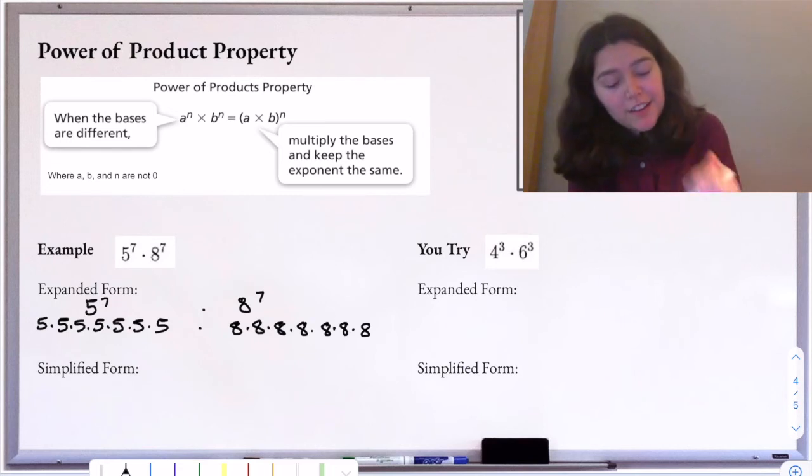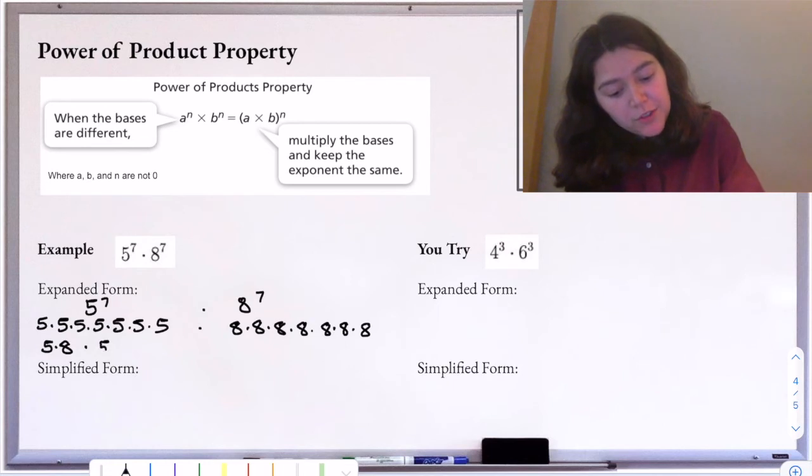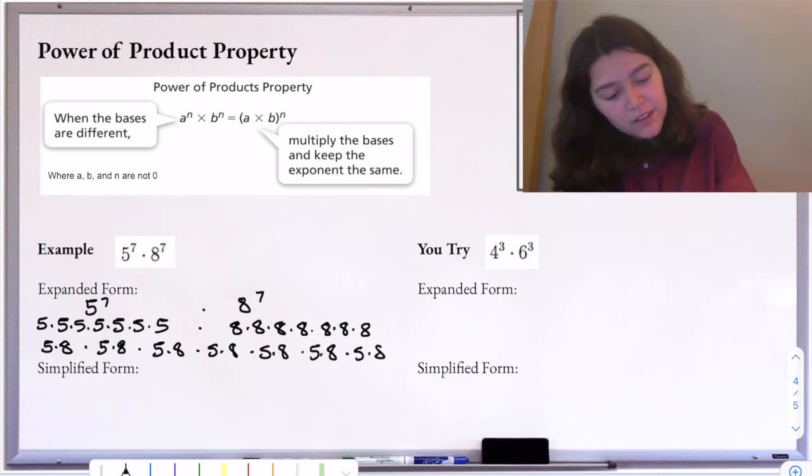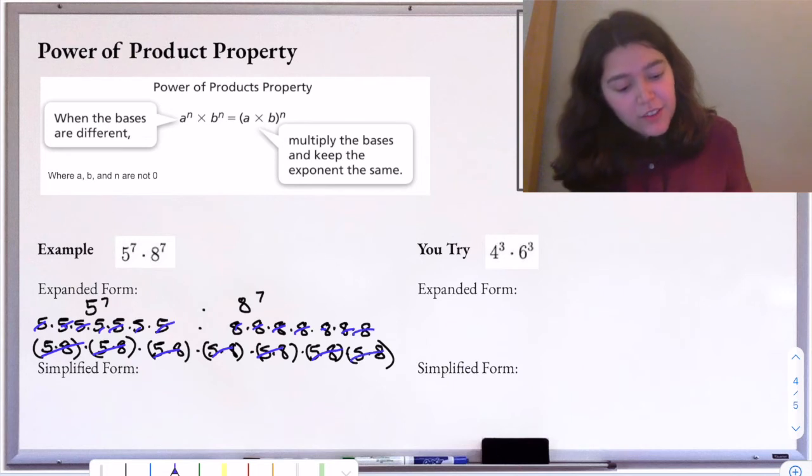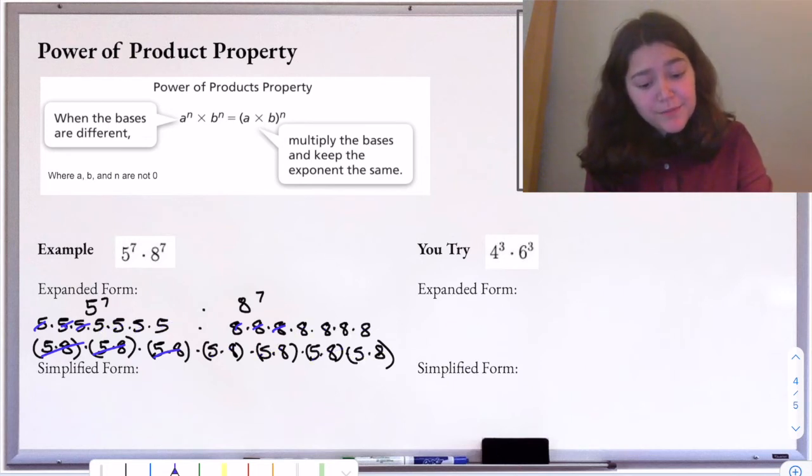So I'm gonna put the 5 times 8 together, and use the associative property with grouping 5 times 8, 5 times 8, and so on. So just so you can see clearly what I did here, I had 5, 8, put them together, 5, 8, put it together, and so on for all seven pairs. So I'm left with 5 times 8, 7 times, okay?